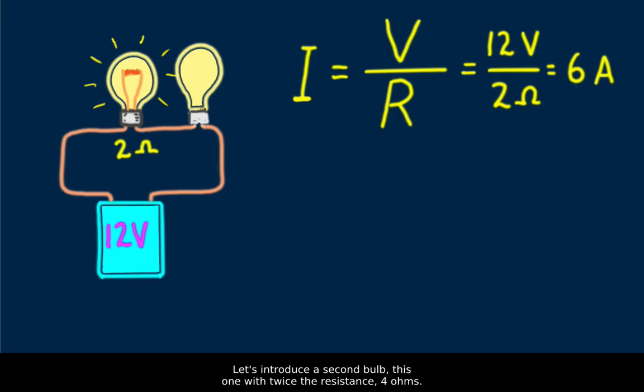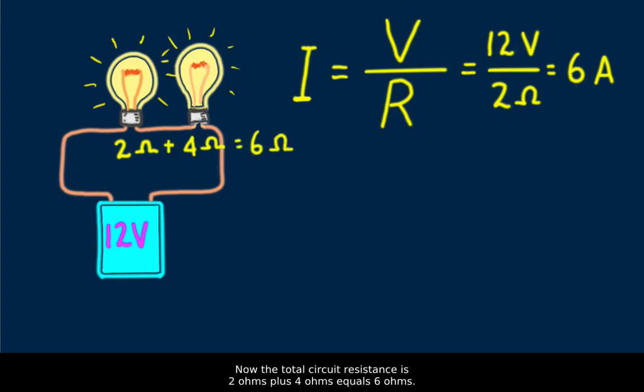Let's introduce a second bulb, this one with twice the resistance, 4 ohms. Now the total circuit resistance is 2 ohms plus 4 ohms equals 6 ohms. The 12 volts supplied by the battery is now across 6 ohms. What's the current in the circuit? In accord with Ohm's law, 12 volts divided by 6 ohms equals 2 amps. So the battery supplies 2 amps to each bulb.